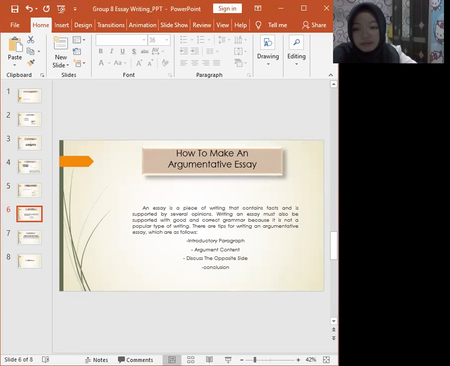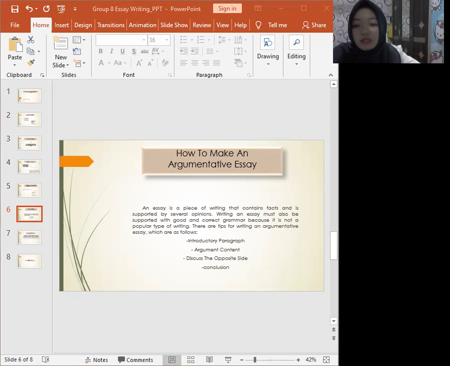And the last, how to make an argumentative essay. An essay is a piece of writing that contains facts and is supported by several opinions. Writing an essay must also be supported with good and correct grammar because it is not a popular type of writing. The better the grammar, the more people will judge the writing positively. Writing an essay is of course based on fact, but the trigger is the argument that arises in the author. There are tips for writing an argumentative essay, which are as follows.